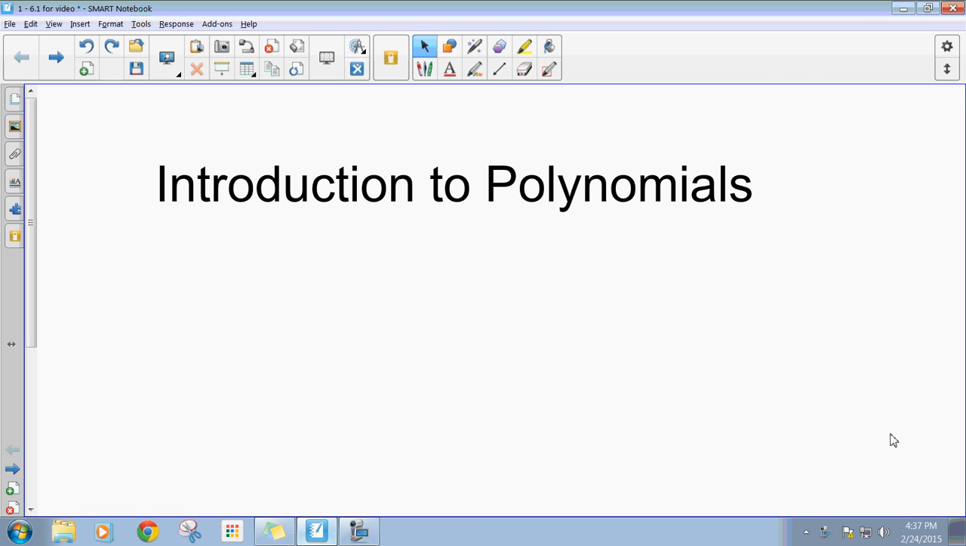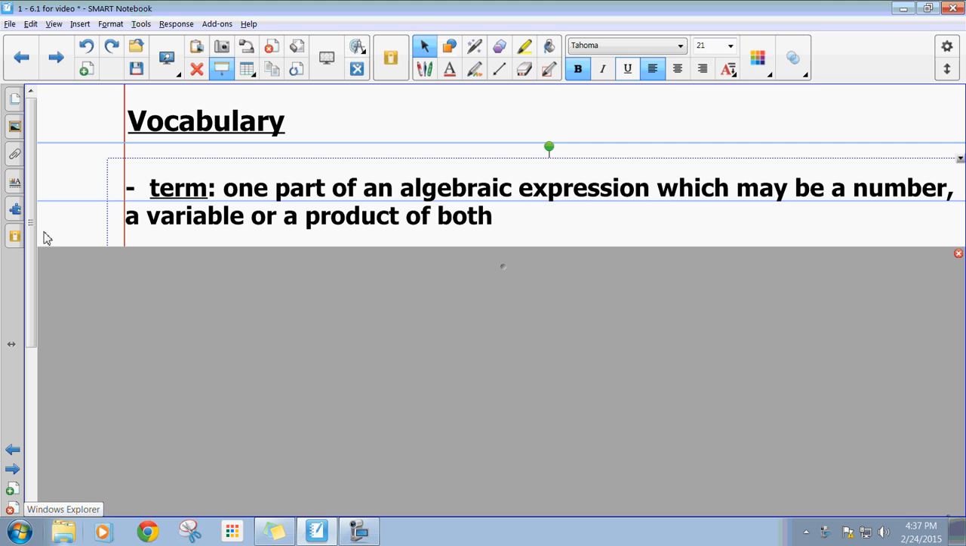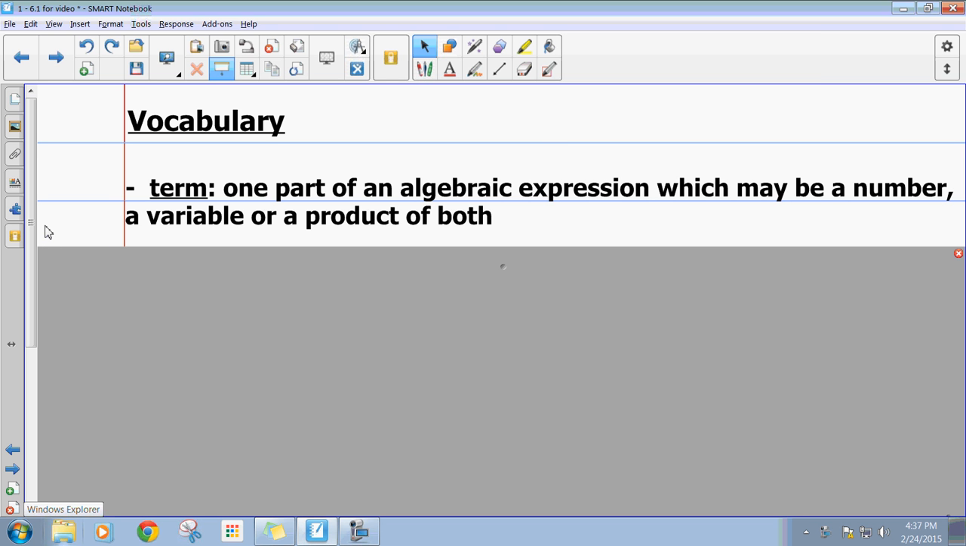Today we're going to look at an introduction to polynomials. We're going to start with some of our vocabulary. The first thing that we need to know is what is a term. A term is one part of an algebraic expression, so part of something bigger, which might be a number, a variable, or a product of both. Let's look at some examples.